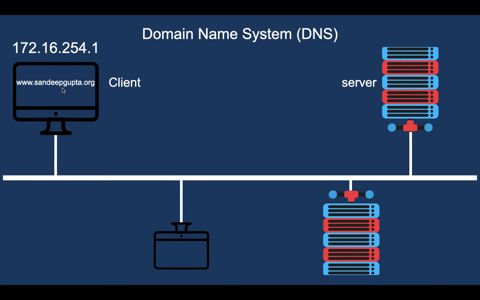So in your web browser address bar, you will type the domain name. Now there should be a mechanism which will convert this domain name to this IP address. And that mechanism, which finds the equivalent IP address for every domain name, that mechanism is called domain name system.